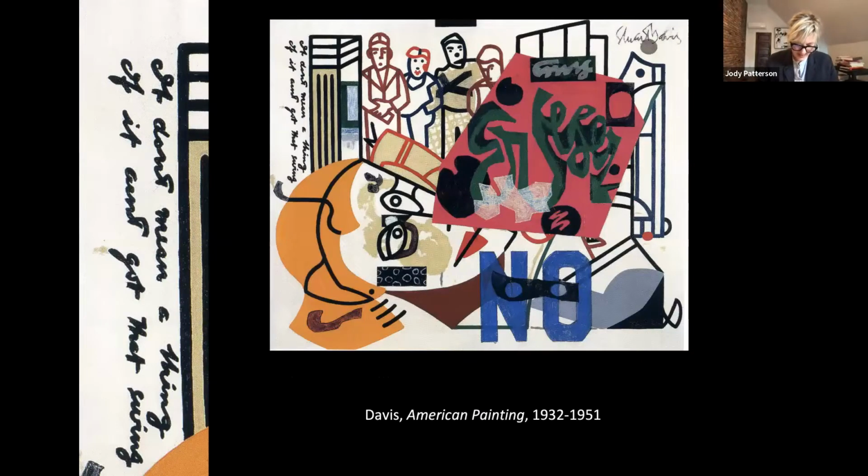And so I leave you with Davis's American painting, a canvas he reworked several times between 1932 and 1941, which features the lyrics of Duke Ellington's 1931 hit, scrolled along the top right-hand corner. It don't mean a thing if it ain't got that swing.